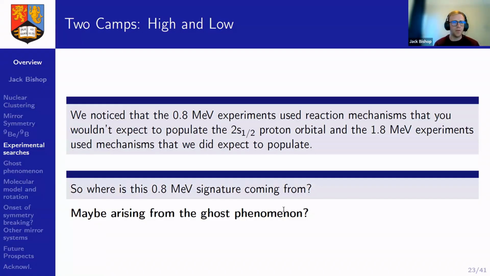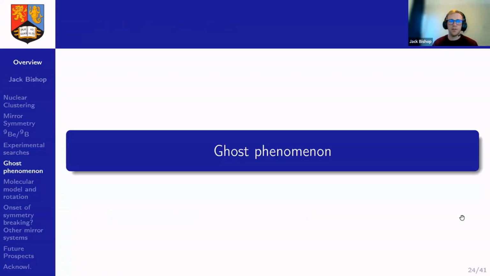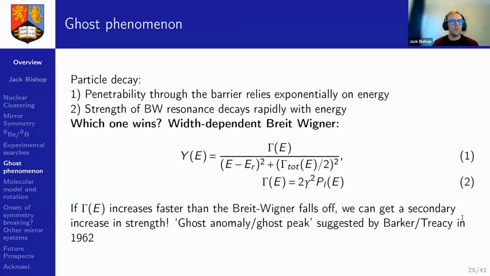What we started to think about was that maybe this was arising from something known as the ghost phenomenon. Here we're thinking about what happens to an excited state when it's undergoing particle decay. If we think back to what you learn in undergraduate nuclear physics courses, the penetrability through the barrier depends exponentially on energy. This is the example you look at in terms of alpha decay. The strength of this resonance can be described by a Breit-Wigner, and we see that this also decays very rapidly with energy.